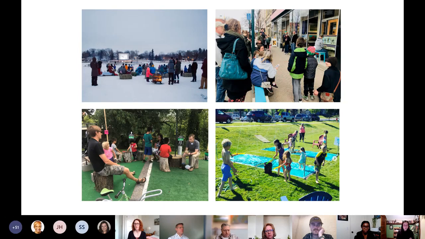I think that's common everywhere. People don't like to lose parking. So they were concerned about that. Businesses were concerned that people wouldn't have a place to park and come visit them. And so the artists did this.